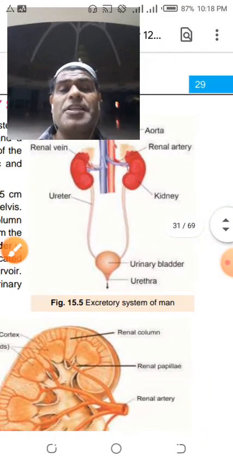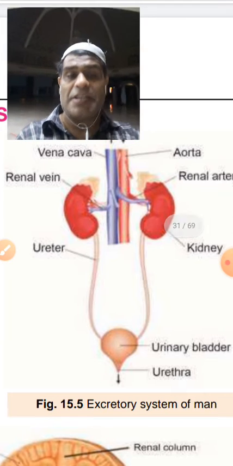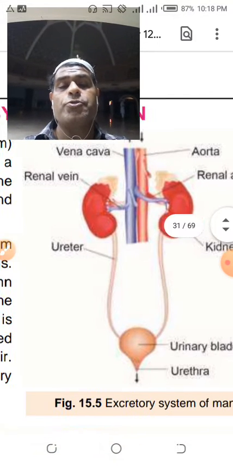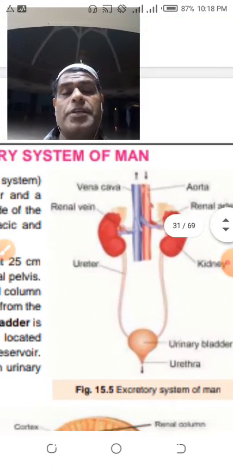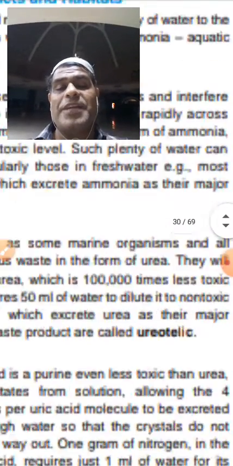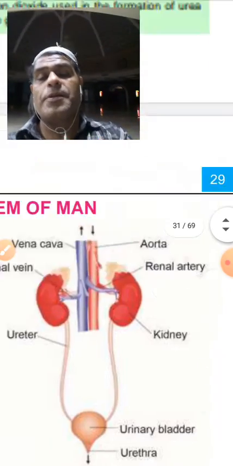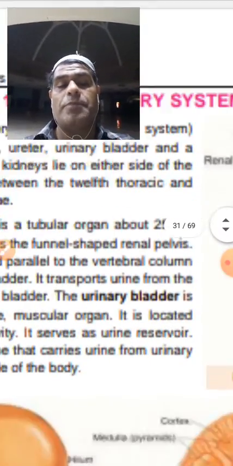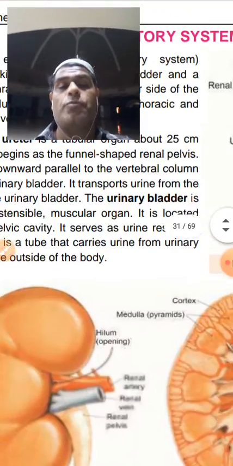This is the simplest excretory system, because the nephron is a complex system, which I will teach you in the next session. The kidney opens into the ureter. This is the simplest way to explain the excretory system. The ureter opens into the urinary bladder, and the urinary bladder opens into the urethra. The urethra opens into the urethral orifice.